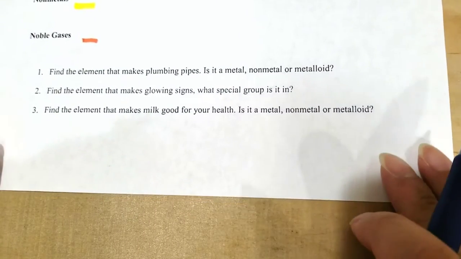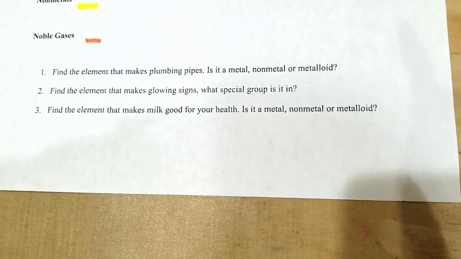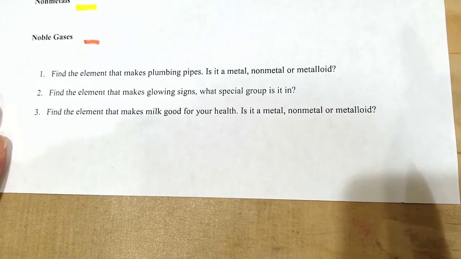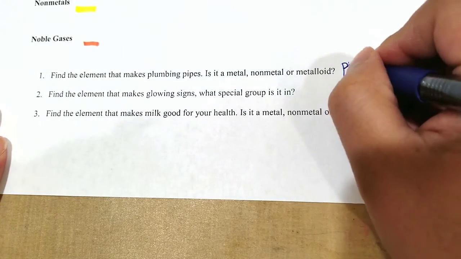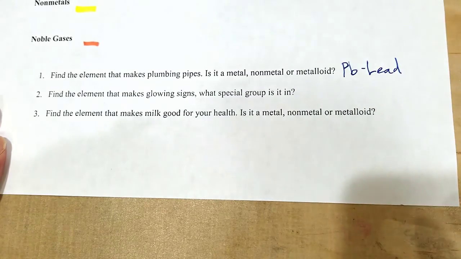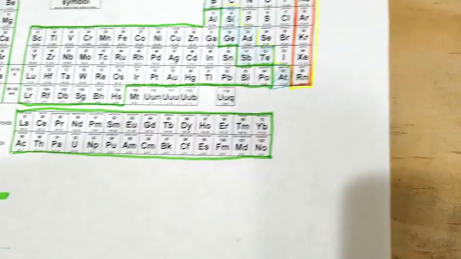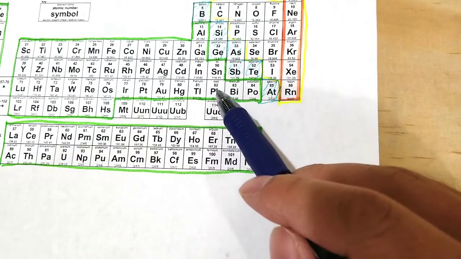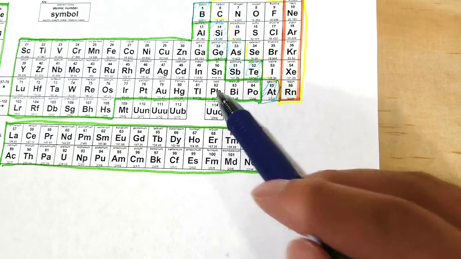Okay, let's go over the questions. Number one, find the element that makes plumbing pipes. Is it a metal, non-metal, or metalloid? So that would be Pb, and that would be lead. So Pb lead is right here, it's within the green borders, therefore it belongs to the metal groups.